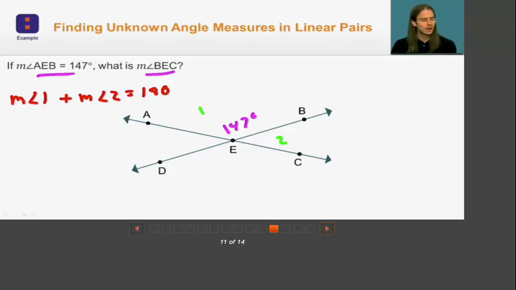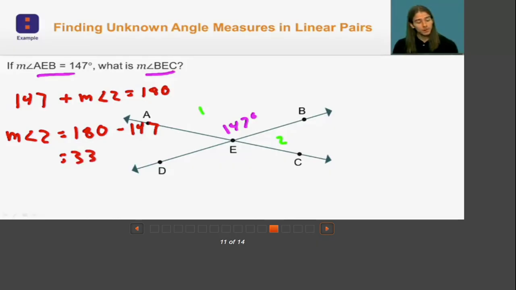We're also told that the measure of angle 1 is equal to 147 degrees. So I can come into my equation and replace measure of angle 1 by 147. At this point, I can subtract 147 from both sides, and that'll give me that the measure of angle 2 equals 180 minus 147. That is equal to 33. So we see that the measure of angle 2 is 33 degrees.